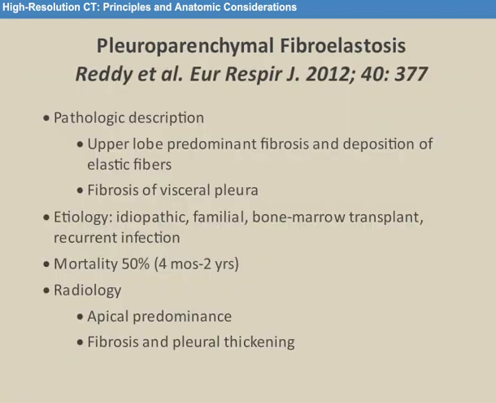And as these things start, they start as a pathologic description. The pathologists notice a specific pattern of injury that they find unique, and then we all catch up to try to figure out what these patients present as and what the radiology is. It's usually idiopathic. Mortality is generally pretty bad, at least in these small case series, and the radiology is this: upper lung apical predominant fibrosis with associated visceral pleural thickening.